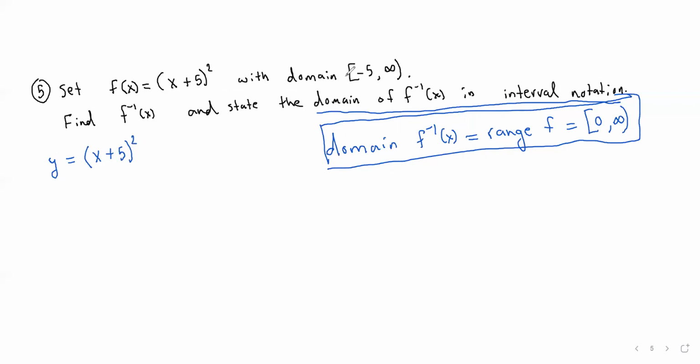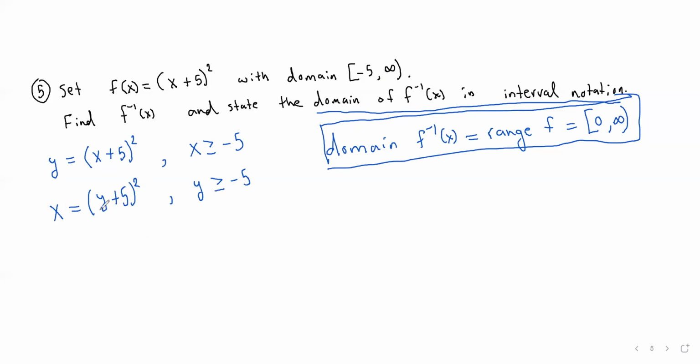For this problem, it's very important that we keep track of the domain. So the domain are all of the x values. So I'm going to write down here to the side that x is greater than or equal to minus 5. Because the domain is minus 5 to infinity, this just means x is greater than or equal to minus 5. So now we're going to interchange y and x. So we get x equals y plus 5 squared. Because we interchanged y and x, we also have to interchange it here. So now we have y is greater than or equal to minus 5.